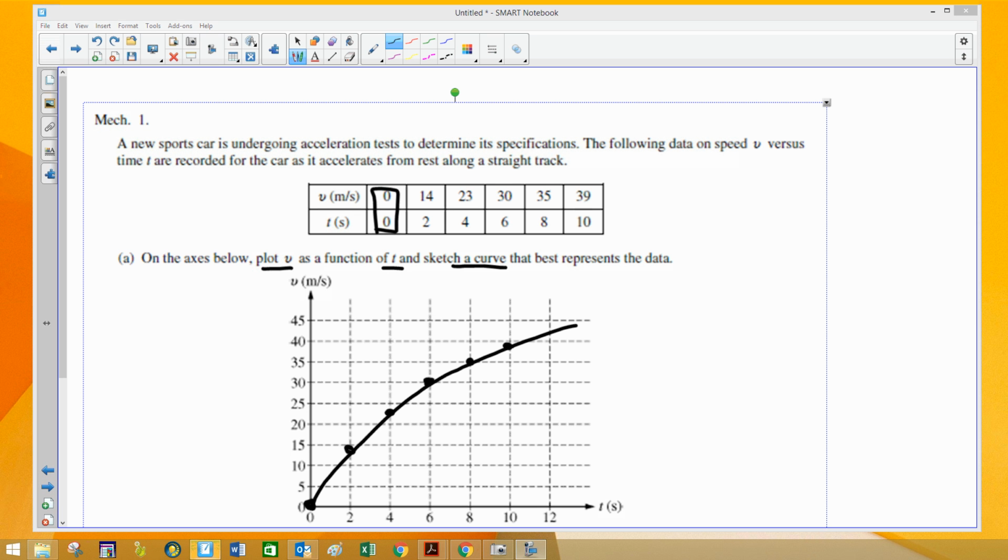And so you got a point for correctly plotting the points. The second point was a smooth curve with positive slope and concave down. A concave down curve starting at the origin. All right, so part B on this question is next.